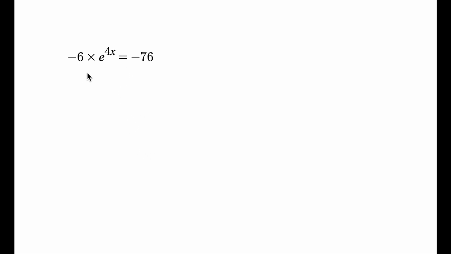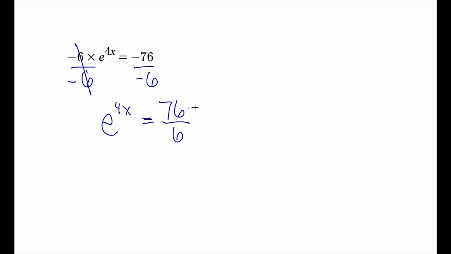So just remember, if you see the e, to use ln instead of log. Okay, here, -6 times e to the 4x equals -76. I'll divide by -6 on both sides. Remember, if I have a negative over a negative, it becomes positive. And you can simplify this fraction by dividing the numerator and the denominator by 2. So e to the 4x equals 38 over 3.